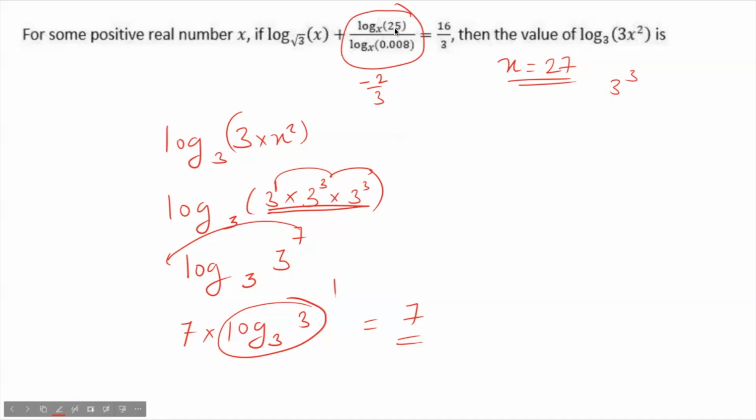I visualized, imagined this is 5 squared to the base 1 by 125, 5 squared to the base 5 raised to minus 3. That automatically becomes minus 2 by 3. And straight away, I got x is root 3 raised to 6. So this is what I did when I solved the question in the exam. So as I said, if you can learn to visualize what is happening, it will be very, very easy for you to solve.